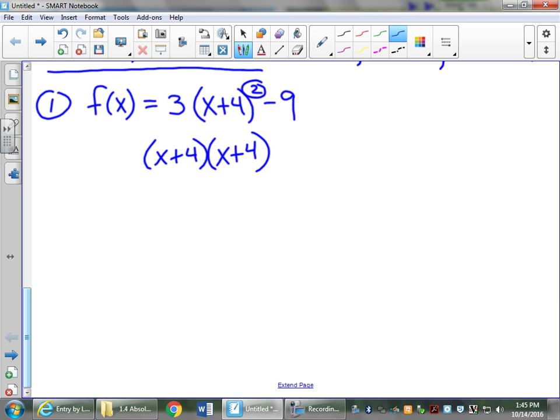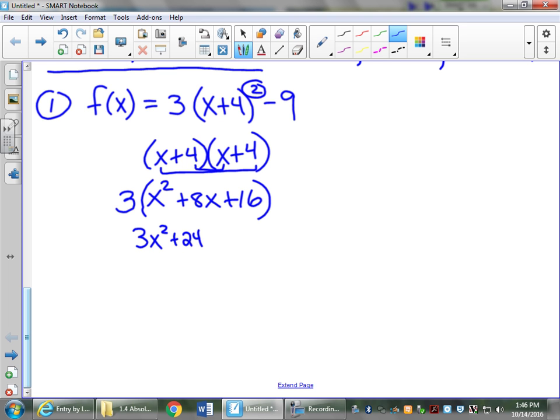So I'm going to multiply it by itself. We will get x squared plus 4x plus another 4x when we do the outer and the inner, which is 8x, and then plus 16. That's going to be thrown back in the parentheses. And who are we going to be distributing? Yes, the correct answer is the a value. So we're going to distribute that a. 3x squared plus 24x plus 48.